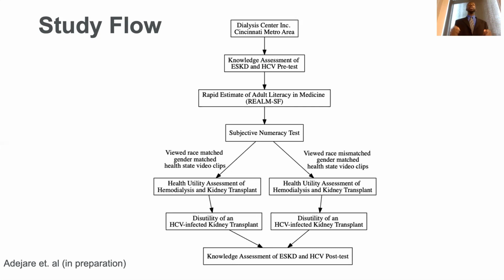With this known, we decided to have them go through 2 health utility assessment projects, one being hemodialysis and kidney transplant. The other one is the disutility of an HCV infected kidney transplant. And while they're having their utilities assessed, they would either see race match or race mismatch health state video clips. At the end of it, we made them go through a post-test evaluating what they learned about end-stage kidney disease and hepatitis C.